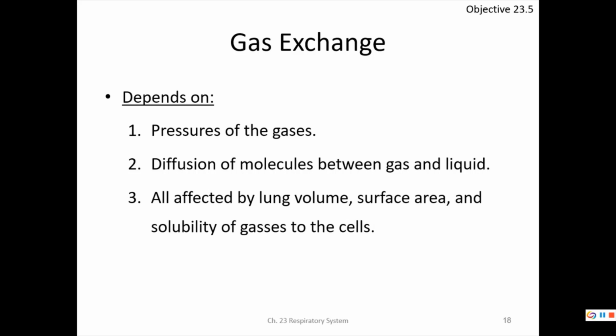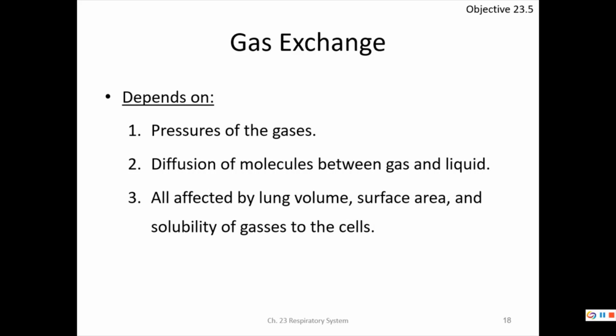Temperatures, a variety of things. Diffusion of the molecules between a gas and a liquid, because gas exchange, to be able to get from the alveolar air into liquid blood, there's going to be the diffusion of those molecules, and that's going to be things like how easy that's going to happen. Depends on a few things.